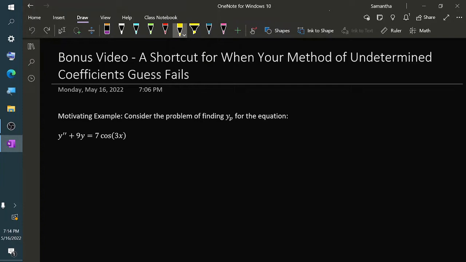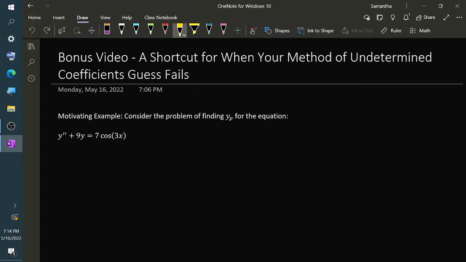Now, Method of Undetermined Coefficients Part 3 covers what we do when our initial guess at a particular solution ends up failing because that guess happens to actually be a complementary solution. And in today's video / lecture, we said, okay, the fix for that is to take your initial guess and multiply it by an x.